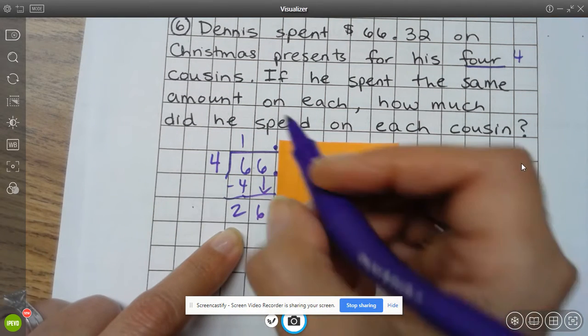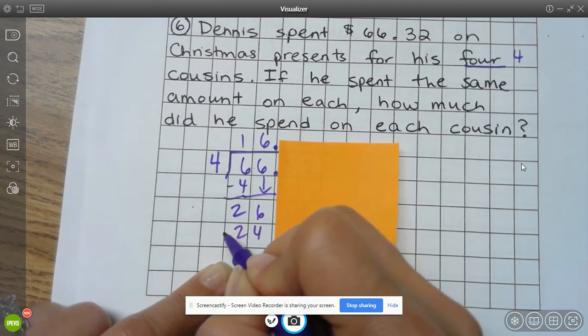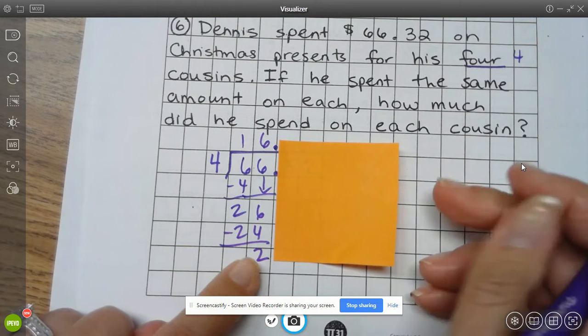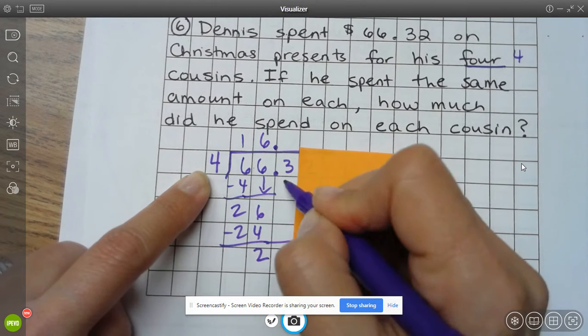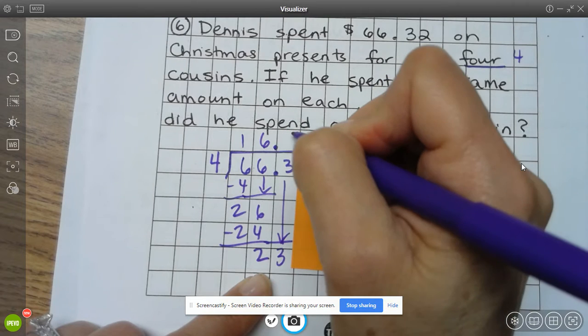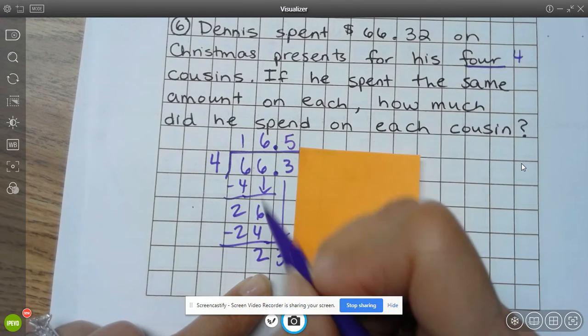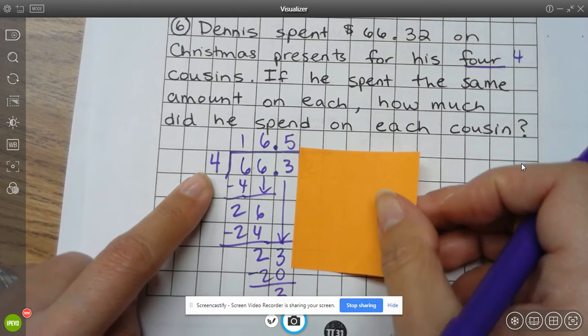4 goes into 26 6 times. 6 times 4 is 24. Remainder 2. 2 is smaller than 4. I bring down my 3. 4 goes into 23 5 times. 5 times 4 is 20. 3 is smaller than 4.